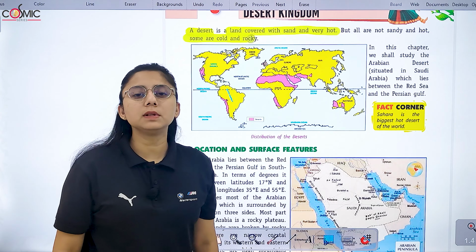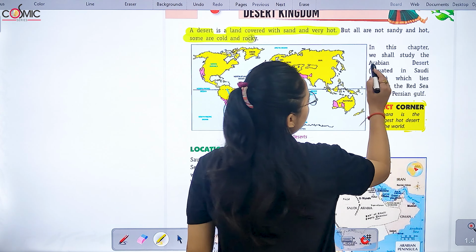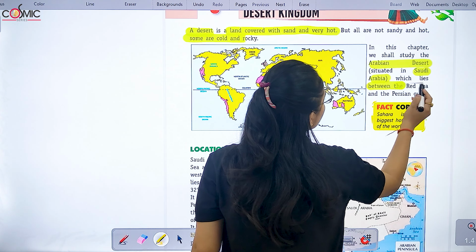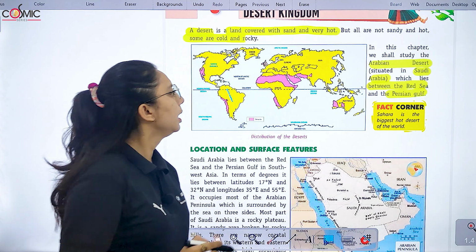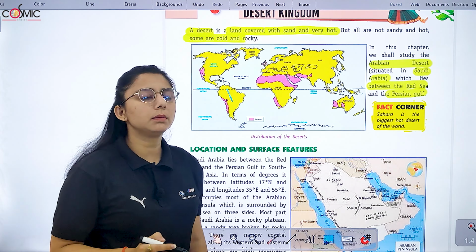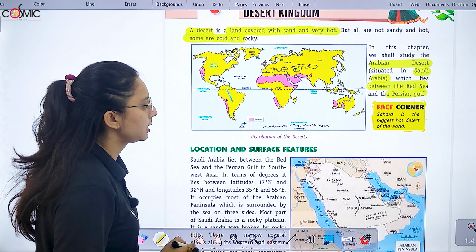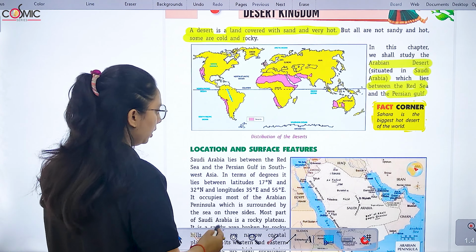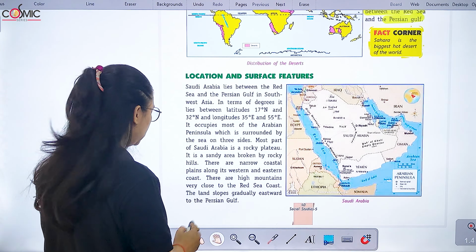So in this chapter, we will study about the Arabian desert, which is situated in Saudi Arabia, जो आपके Red Sea और Persian Gulf के पास lie करता है. Where does it lie? Between the Persian Gulf and Red Sea. That's it. Let's study about the location and surface features.